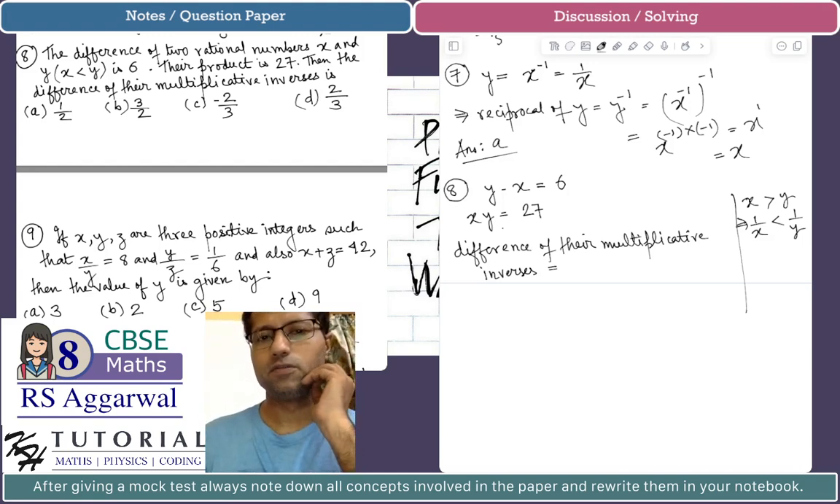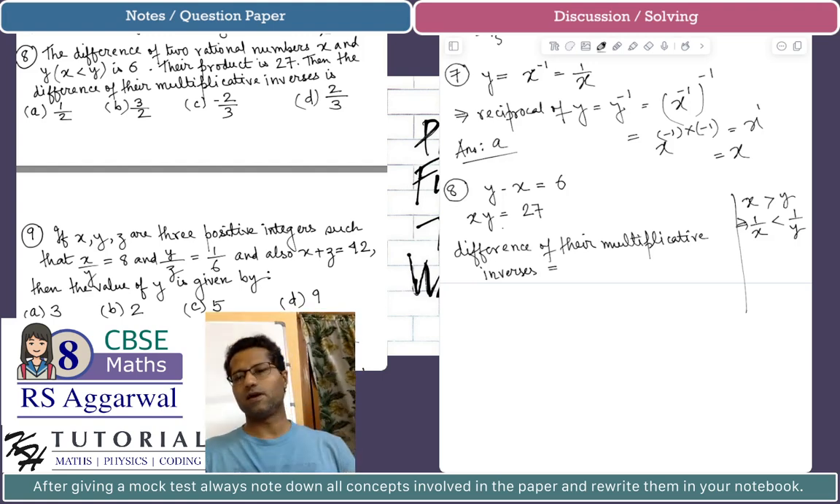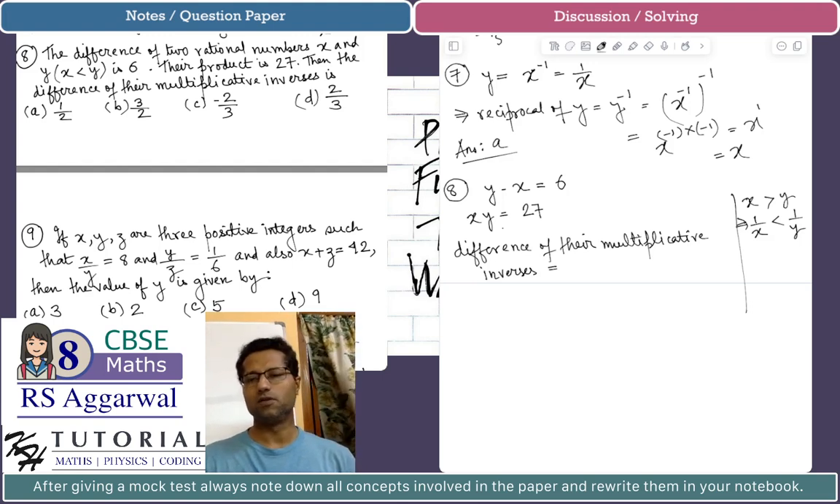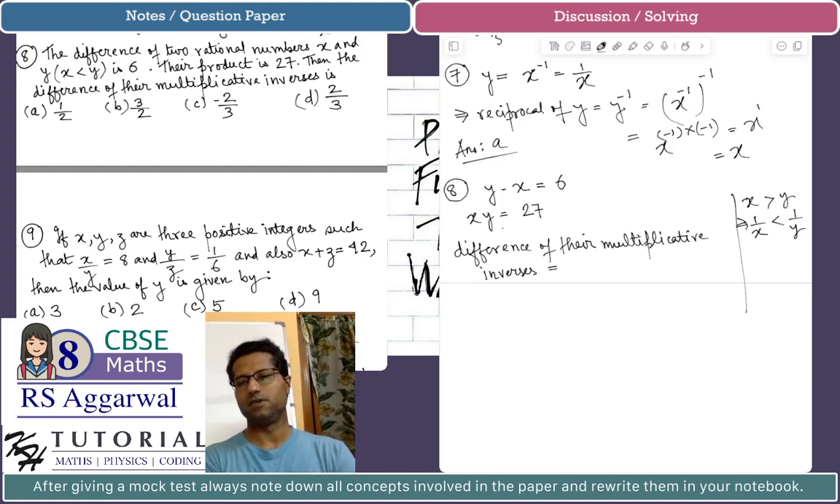Their product is given to be 27. Okay. So if x is greater than y, the reciprocal 1 by x will be less than 1 by y. The inequality changes when you take the reciprocal: for a given inequality x greater than y, if you consider the reciprocals, then the inequality will change. That is, 1 by x will be less than 1 by y.